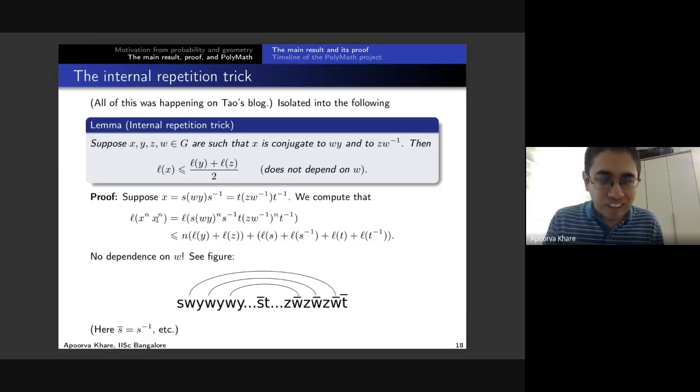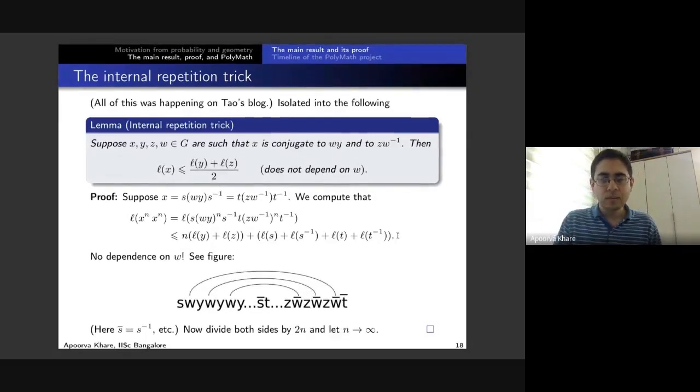Now what do you do? Well, divide both sides by 2n. So this is 2n times the length of x. Divide, and you get the length of x less than n over 2n, which is this over 2, exactly the right hand side, plus all of this number divided by 2n. But now take n to infinity. I don't care what this number is because it's divided by 2n. This term vanishes and you get the conclusion.